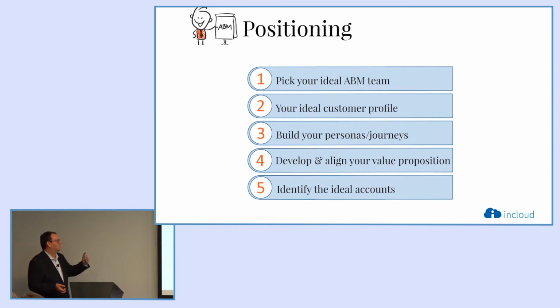So our positioning is made up of 5 essential elements that we have to go through when we're establishing our program. So pick your ideal ABM team, and I'm going to drill into each one of these a little bit more, but who your ideal customer profile is, we'll build the appropriate personas to support that ideal profile and the journeys, and then align our core messaging and our value propositions with those. And then from that, we're going to identify the ideal accounts that we want to go after.